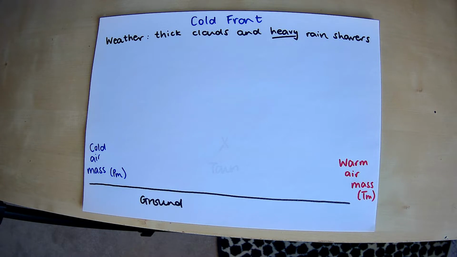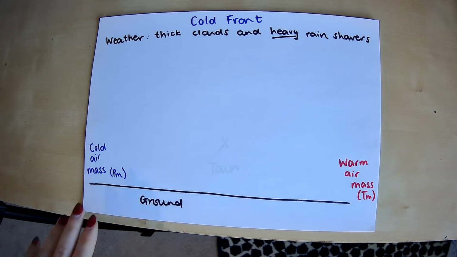This video is going to show the formation of a cold front and some of the characteristics of what a cold front looks like. Cold fronts are different to warm fronts, and they tend to bring much heavier rain showers and thicker clouds. With warm fronts, we had some drizzle, some steady rain, whereas cold fronts bring much thicker clouds and much heavier rain showers.